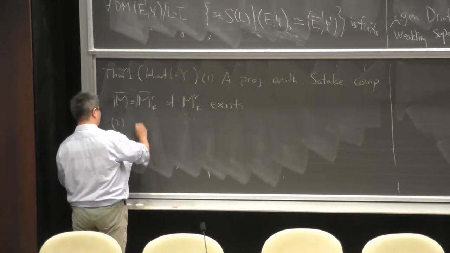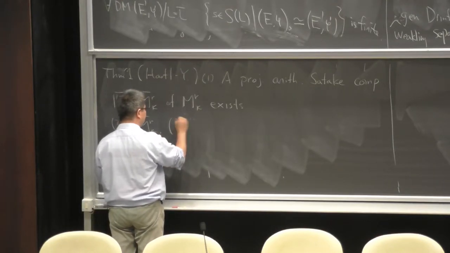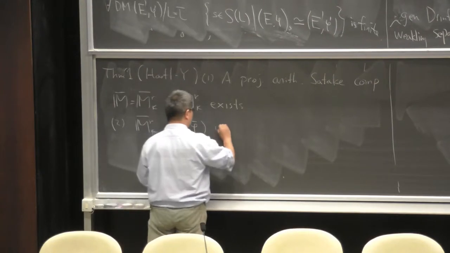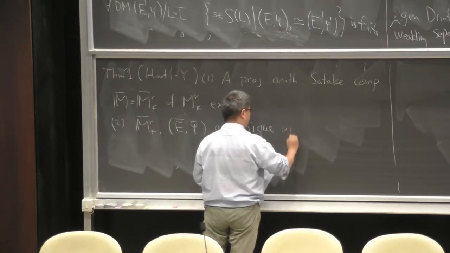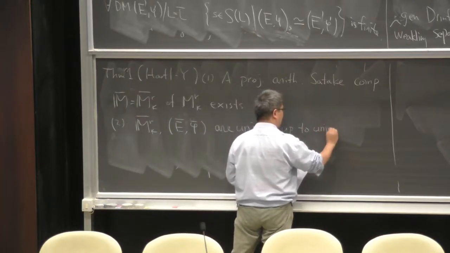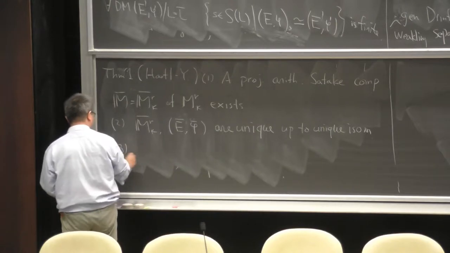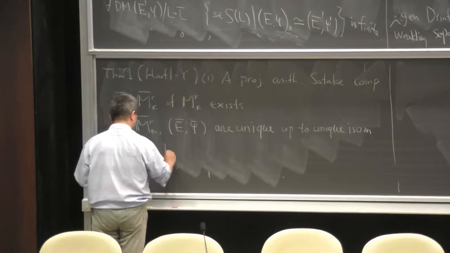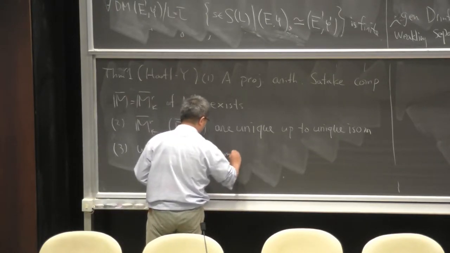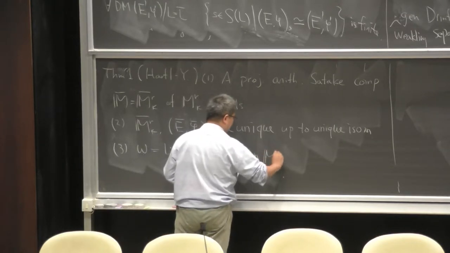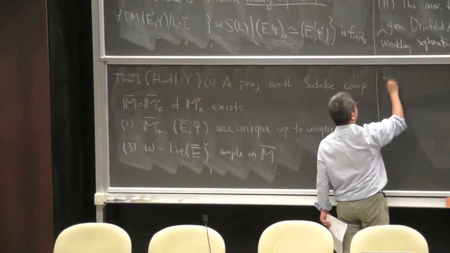Two is that the compactification and also the universal family are unique up to unique isomorphism. So it's canonical. Three is the Hodge line bundle. We can define it in the same way, but now it's compactified, and then take a dual. This is again ample on the Satake compactification. And the fourth is about functoriality.